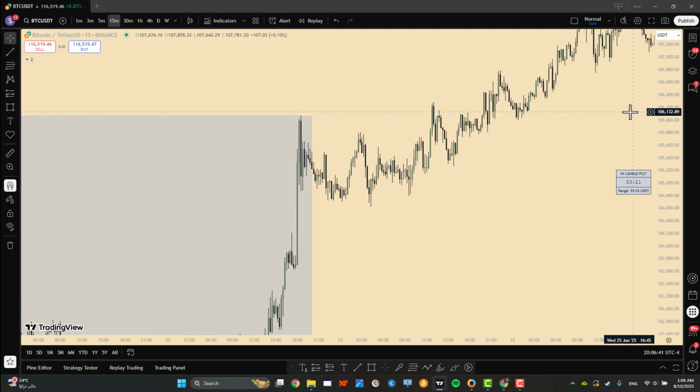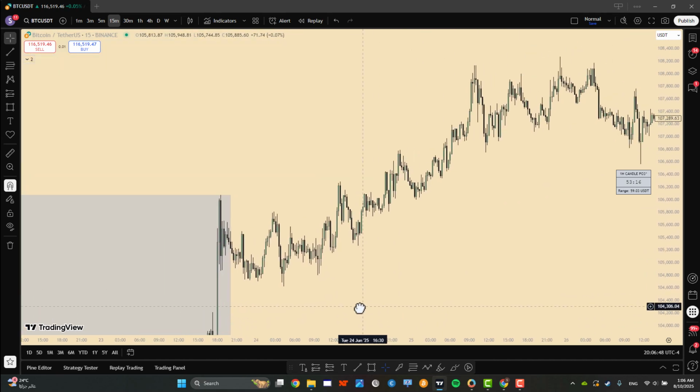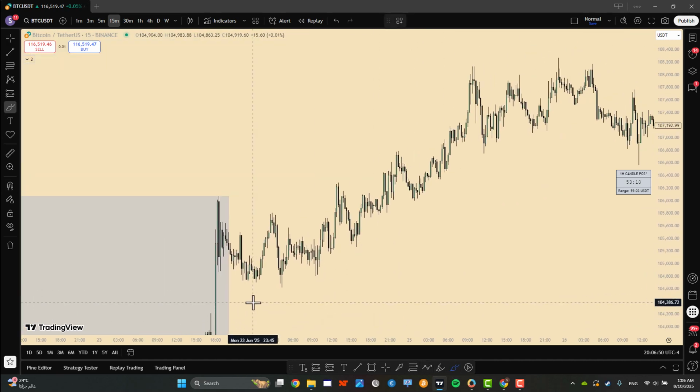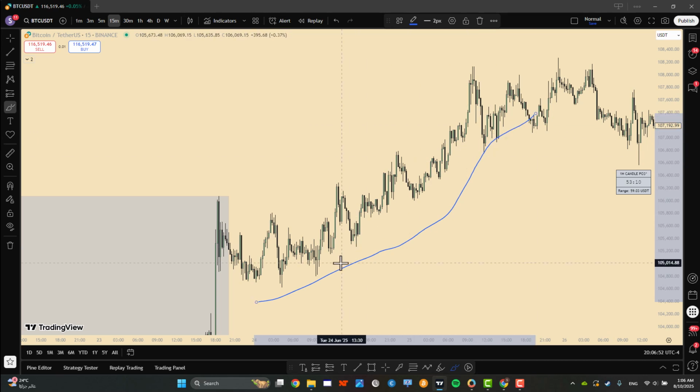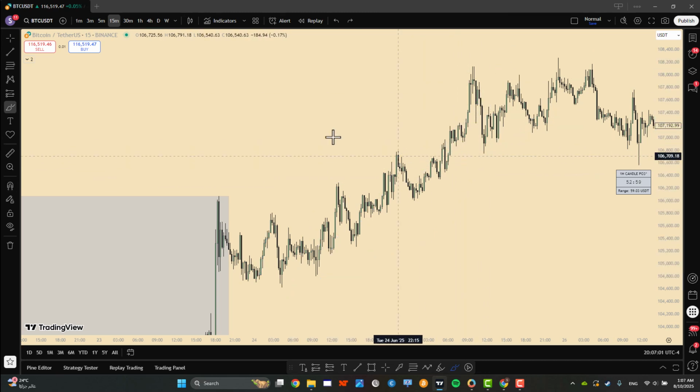This is the kind of sessions that you want to participate in. You see this nice trend, it lost momentum, but still really good highs and lows, right? Not a lot of manipulations, so you can easily trade this.